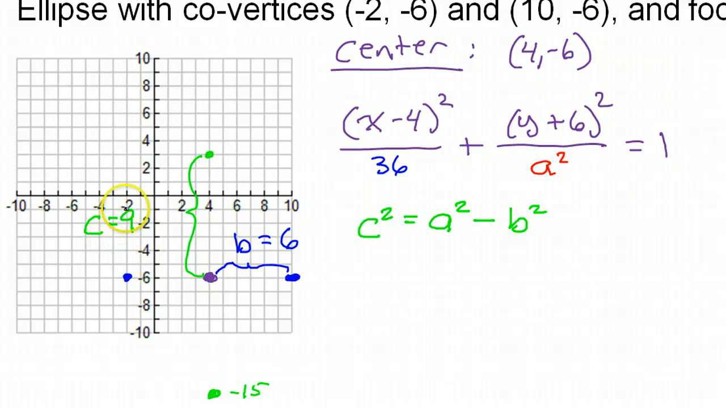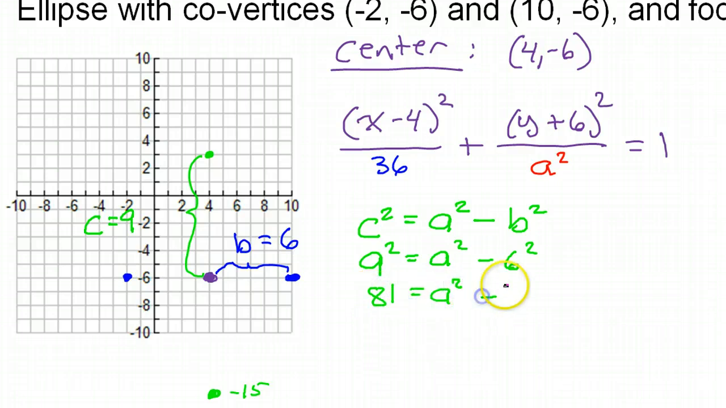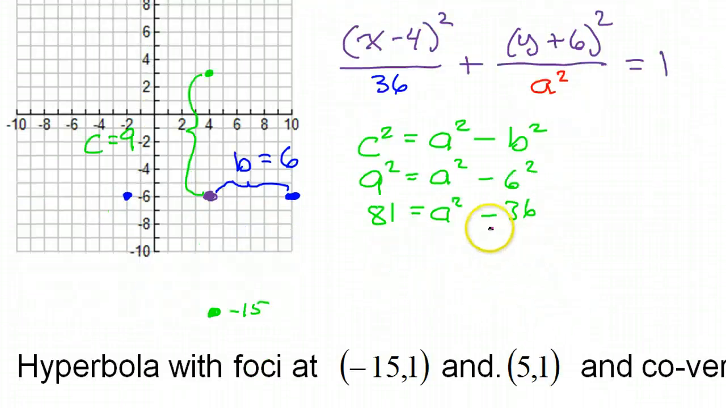Anyway, so I know that C is 9. So that means 9 squared is equal to A squared minus 6 squared. Okay? So that means 81 is equal to A squared minus 36. Adding 36 to both sides, that's going to tell me that A squared is equal to 117.